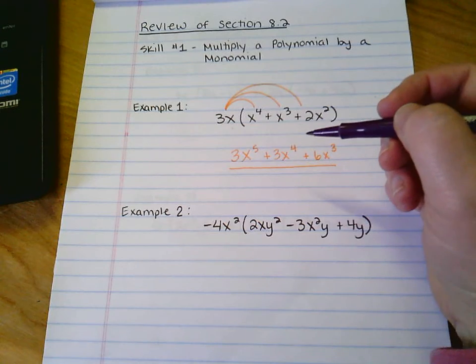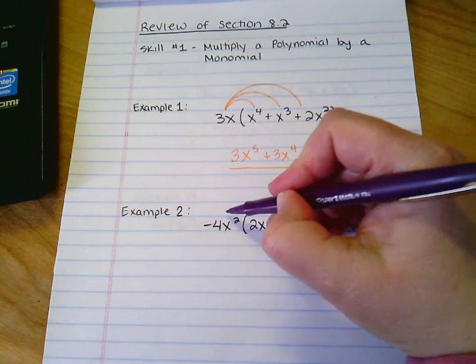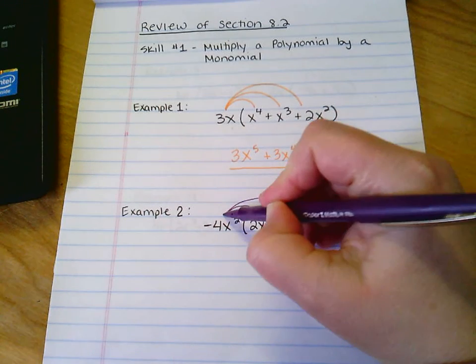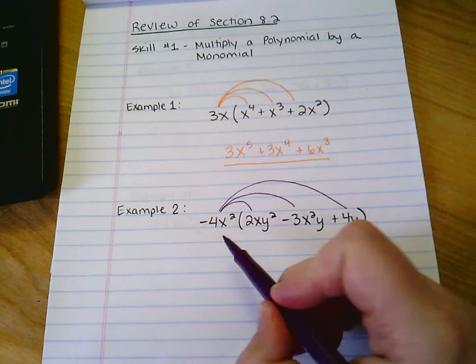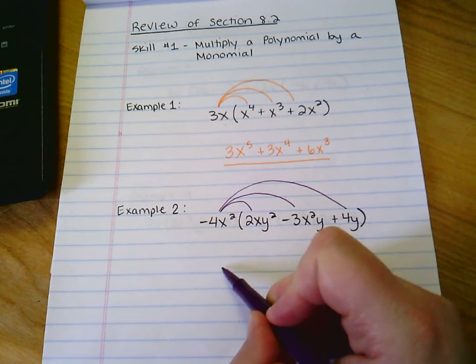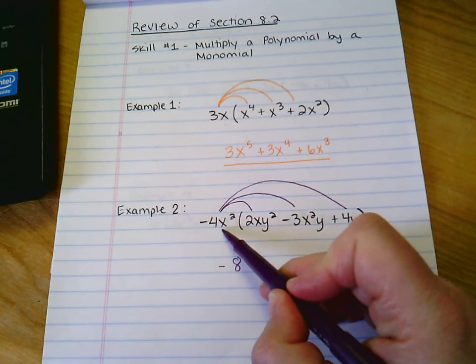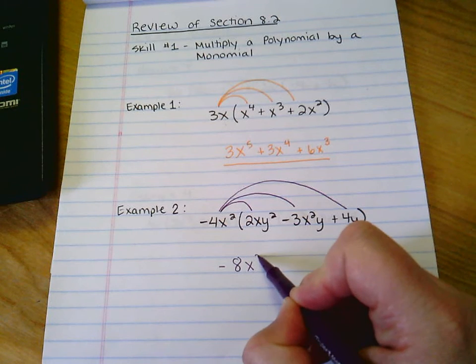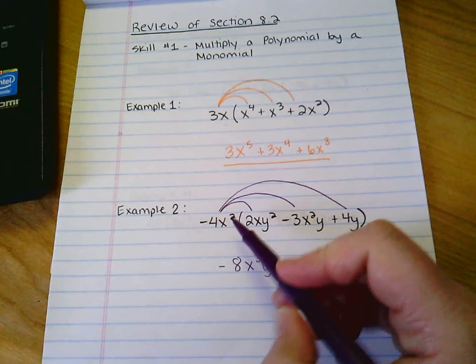The second example is a little more complicated because we've got multiple variables, but the process is the same. So again, we're going to distribute this monomial in the front to every term of our polynomial. Negative 4 times 2 is negative 8. And now I'm just going to go variable by variable. So there's an x squared here, an x here, so that's x to the 3rd. And then we still have this y squared hanging out.